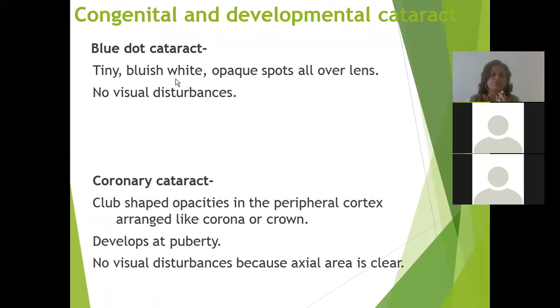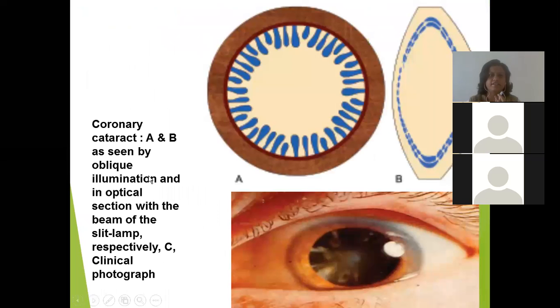So, we will learn about the blue dot cataract and coronary cataract. This is a diagram of a coronary cataract. That is A and B, the oblique illumination and the optical section with the beam of the slit lamp respectively. C is the clinical photograph.